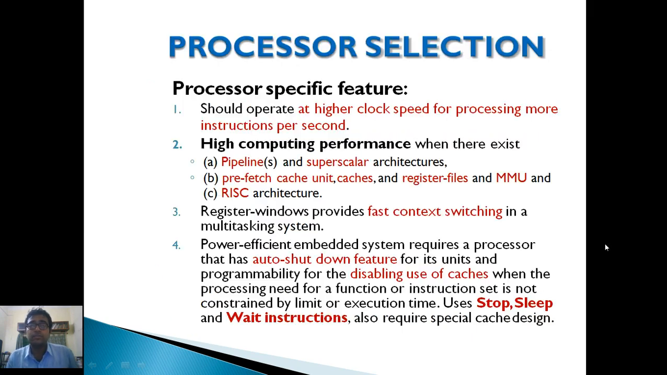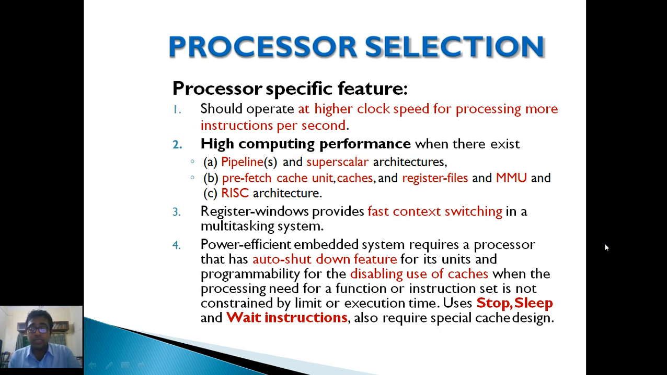Let's go to the next slide. Processor selection. It's an important factor. Processor-specific features: it should operate at a higher clock speed for processing more instructions per second. If you have a higher clock speed, there will be more processing. It means the processor will be faster. High computing performance exists when there are pipelines, a superscalar architecture, prefetch cache unit, caches, register files, MMU, and RISC architecture. Register windows provide fast context switching in a multitasking system.